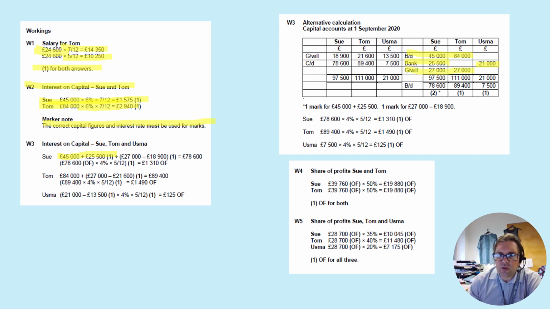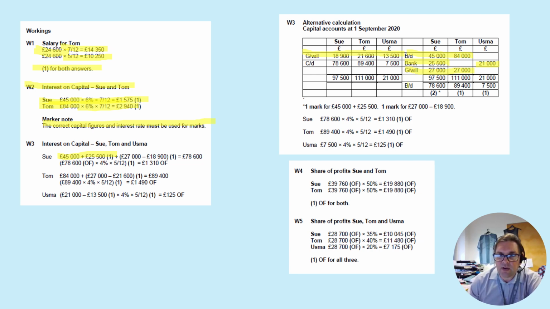So we introduce goodwill on the old profit sharing. So that was equal. So 50-50 for Sue and Tom. So that increases their capital balance by 27,000 each. And then remove it on the new profit share. So the new profit share, which was 35% for Sue, 40% for Tom, and 20% for Isma. So we remove it and do a debit side here. If you have included the goodwill introduced and removed, you're going to get 1 mark for doing that.